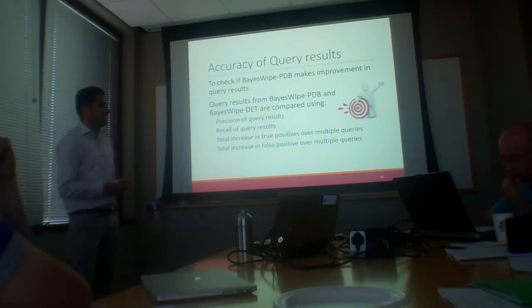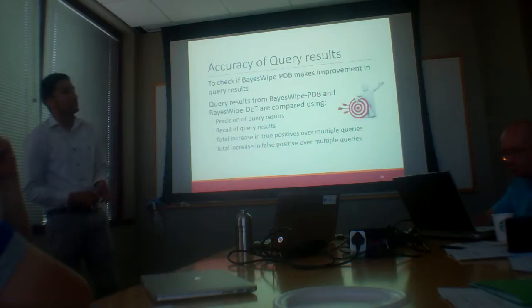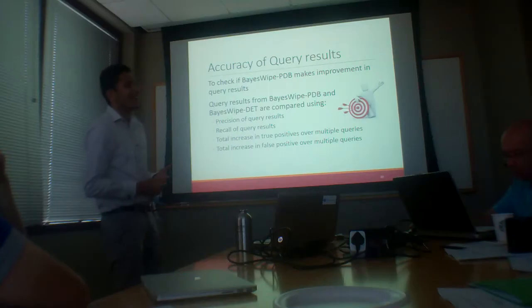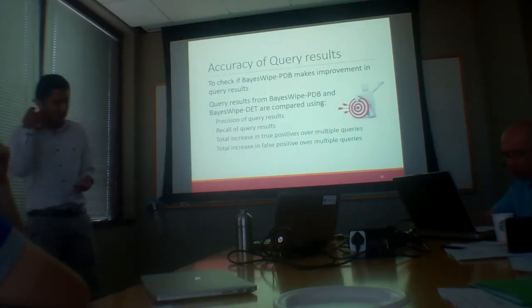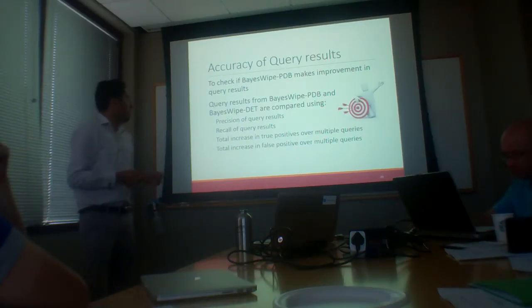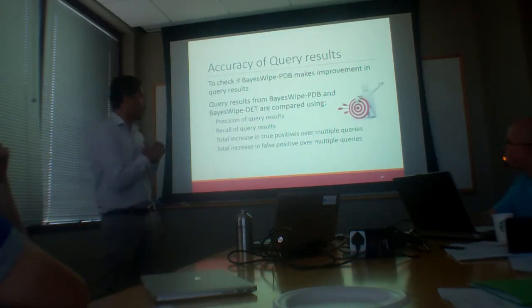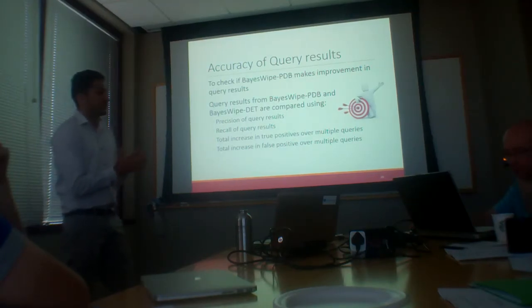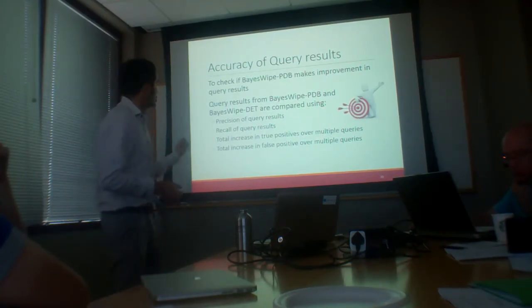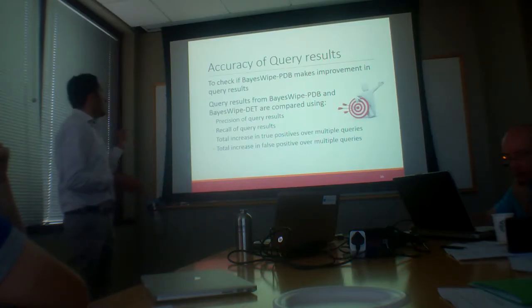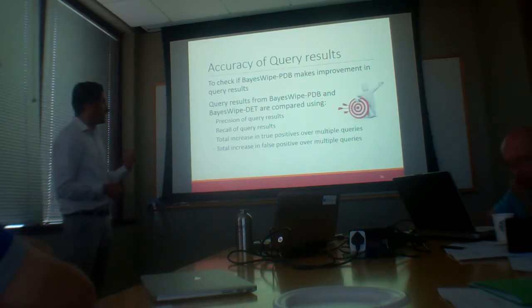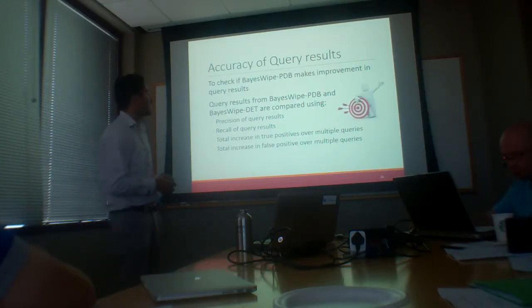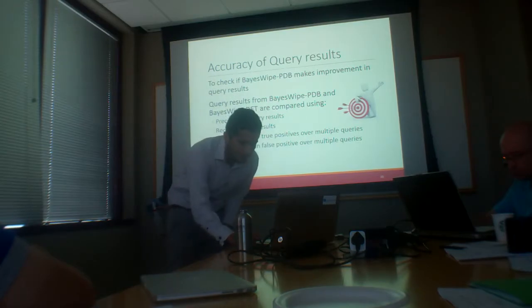measures. The first measure is the standard precision of the query results. The second is another standard measure that's called recall. The third and fourth measures are non-normalized measures that I'm using just to demonstrate how the results look when combined over multiple queries. These two metrics are the total increase in true positive results that we get for the multiple queries, and the total increase in false positives that we get for the multiple queries.